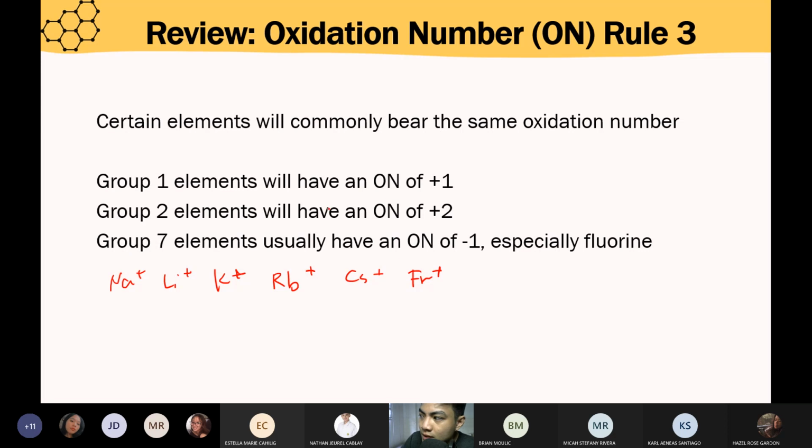Pag group 2 elements naman, sabi, they will have an oxidation number or charge of 2. Kasi alam natin, they form 2 charge. Okay? So, those are barium, magnesium, calcium. So, depending on the group number, you can determine the charge. Diba ginawa natin yung last time? Group 1, positive 1. Group 2, positive 2. Group 3, positive 3. So on, so forth. Okay? Group 5, negative 3. Group 6, negative 2. Group 7, negative 1. Okay? So, yun yung idea.